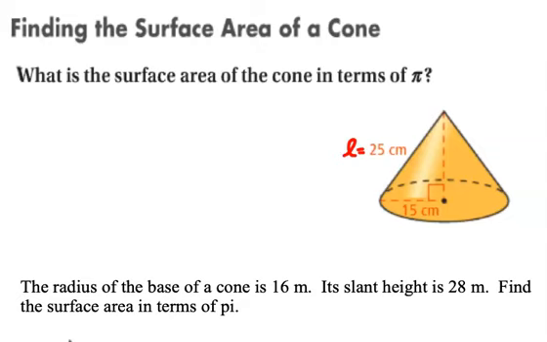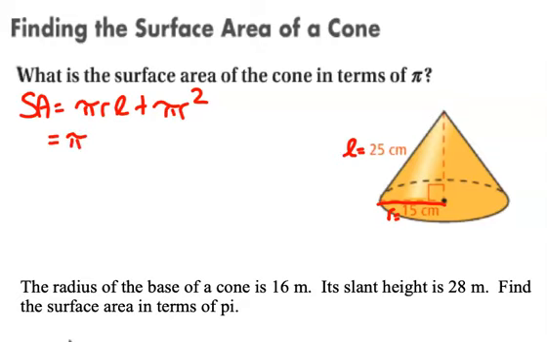So if L is 25, we have a radius drawn in of 15. So we're going to do the surface area, pi r L plus pi r squared. We're going to do it in terms of pi, so that's not going to make it into our calculator, just the 15s and 25s. R we said was 15, L is 25, plus pi times 15 squared. That's what we're going to try to reduce down and get simplified as much as possible.